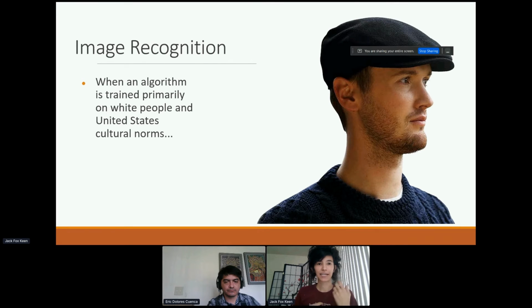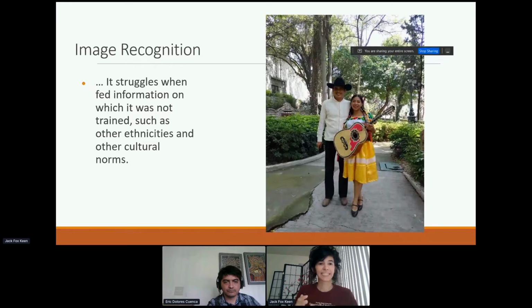And so as Eric was hinting at earlier, we had an example where at our company, we were working on image recognition, and our images were white men, or a lot of white people, using cultural norms in the United States. So for example, you can see the hat here, this is a white man in a hat. And what happened was it struggled when fed information which it was not trained on, such as other ethnicities and other cultural norms. So in our case, it was basically Mexican people wearing sombreros, and the algorithm didn't know how to recognize them because it didn't know how to recognize that type of hat.